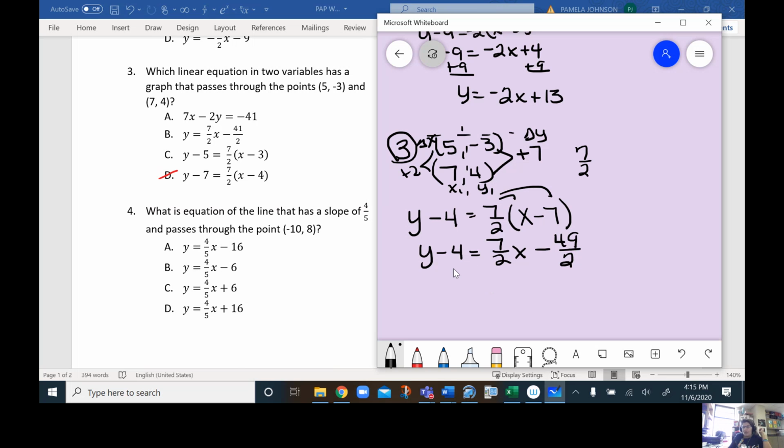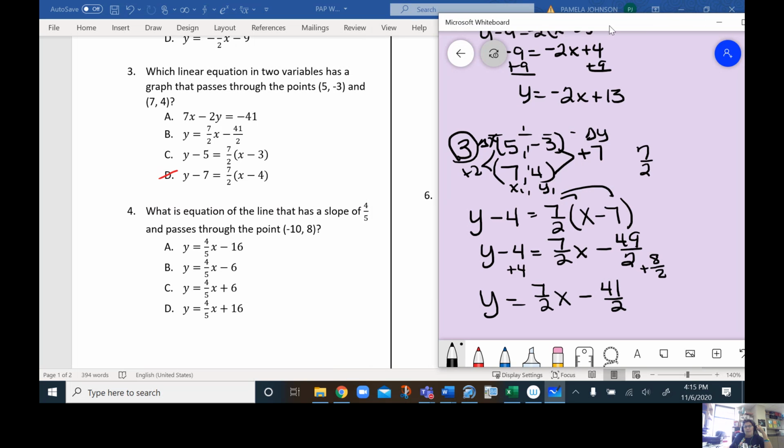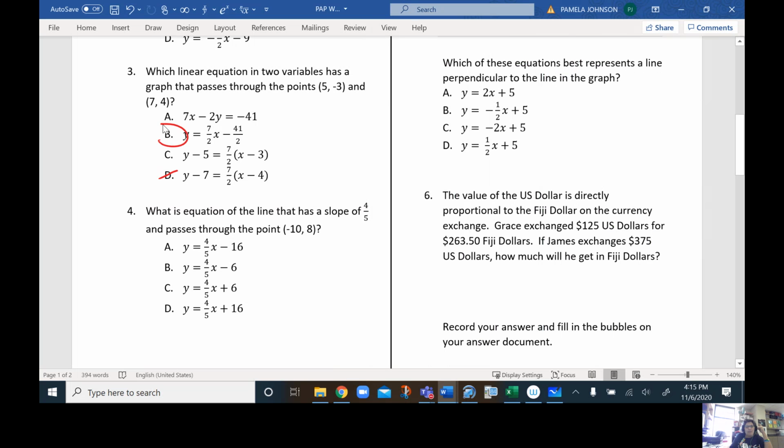Then we're going to add 4. The equivalent fraction on this end when I add 4 is going to be 8 over 2, because if I do 8 divided by 2, I get 4. That way I can just add my fractions here. So y equals 7/2 x minus 41/2. That is option B right here. So that's answer choice B.